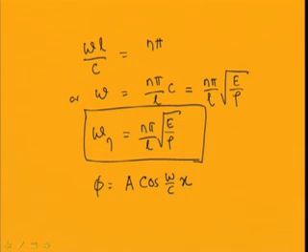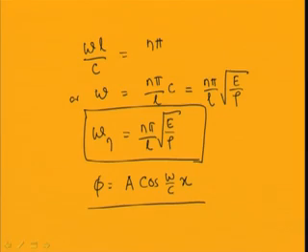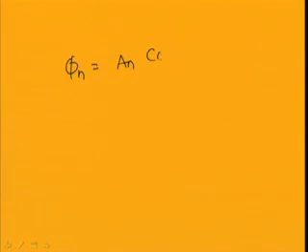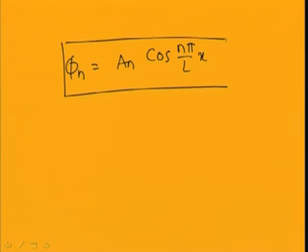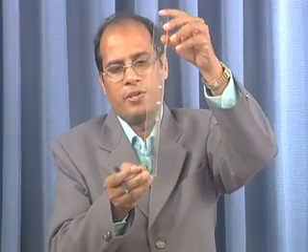So, this omega by c equal to n pi by L. So, this expression for phi n can be written as a n cos n pi by L x. So, you can see that this free rod vibrates in a cosine form. So, in this rod the vibration will take place.